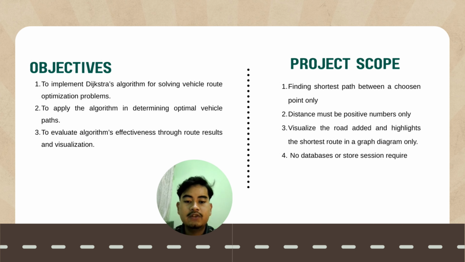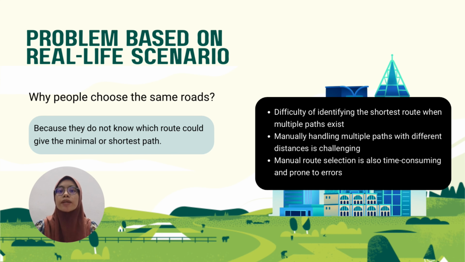The scope is to find the shortest path between chosen points, where the distance must be positive numbers only. The system can only visualize the roads added and highlight the shortest route in the graph diagram, and no databases or stored sessions are required. Have you ever wondered why most drivers tend to choose the same routes every day?